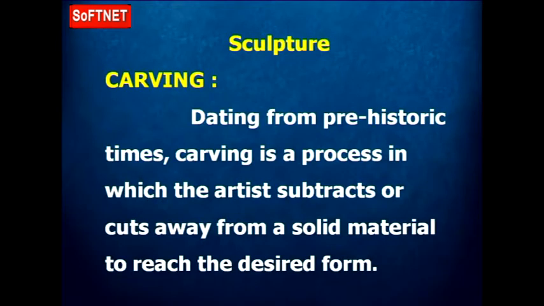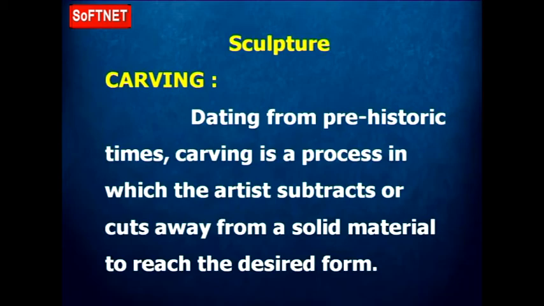So after modeling, we have carving. What is carving? Carving dates from prehistoric times. So you can see examples of carving on the cave walls, small stone carvings. Very rudimentary though, but you get to see the examples of carving. May not be monumental sculpture, you don't have great sculpture, but the efforts of carving have been there, and you can see the examples. So it's a process in which the artist subtracts or cuts away from the solid material to reach the desired form.